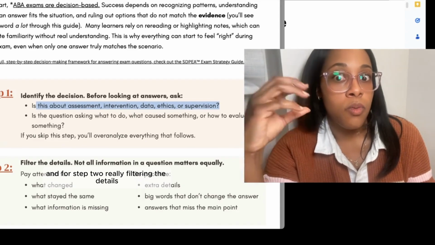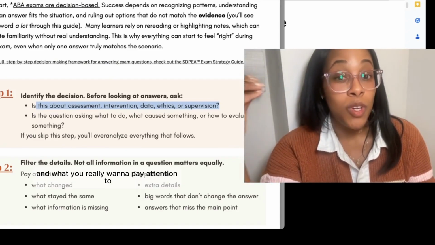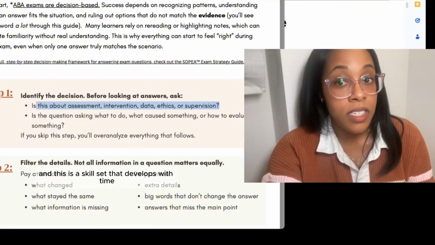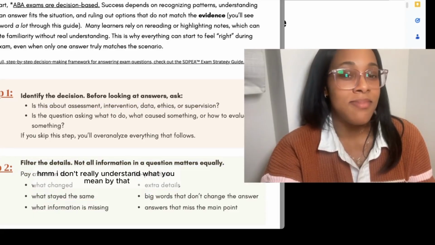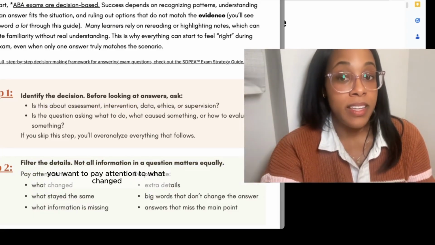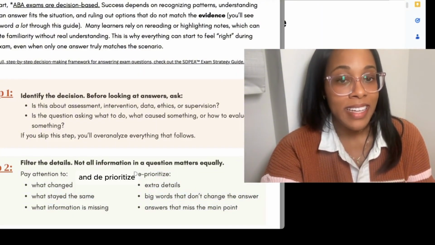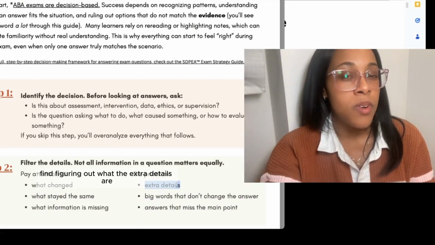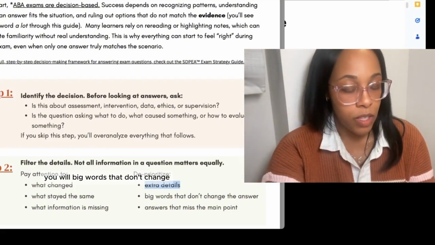And for step two, really filtering the details. Not all the information matters. And what you really want to pay attention to, and this is a skill set that develops with time. So if you're reading this and you're like, I don't really understand what you mean by that, as you practice, you will. You want to pay attention to what changed, what stayed the same, what information is missing, and prioritize. Figuring out what the extra details are that you don't need. As you build your skill set, you will.